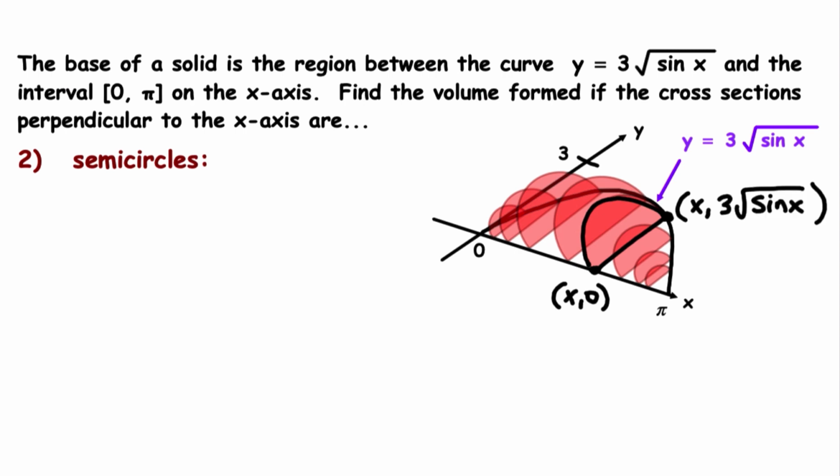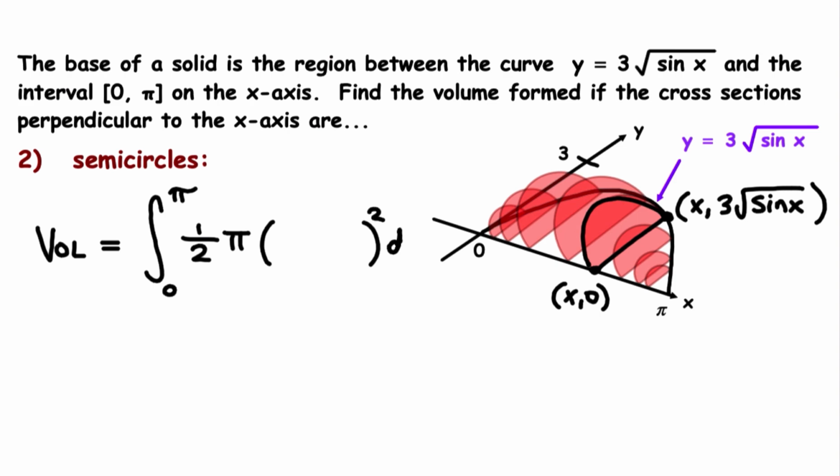How long is that? Well, it's 3 radical sine x. All right, let's find the volume. We're going to integrate from 0 to pi. That's usually the easy part. But since these are semicircles, the area of a semicircle is 1/2 pi r squared.